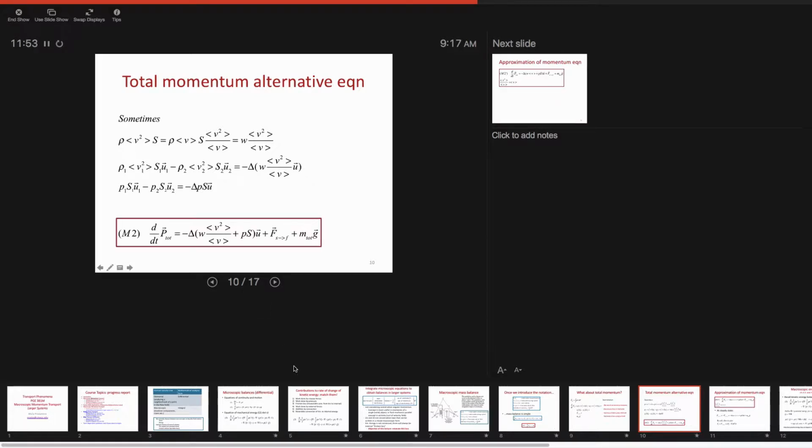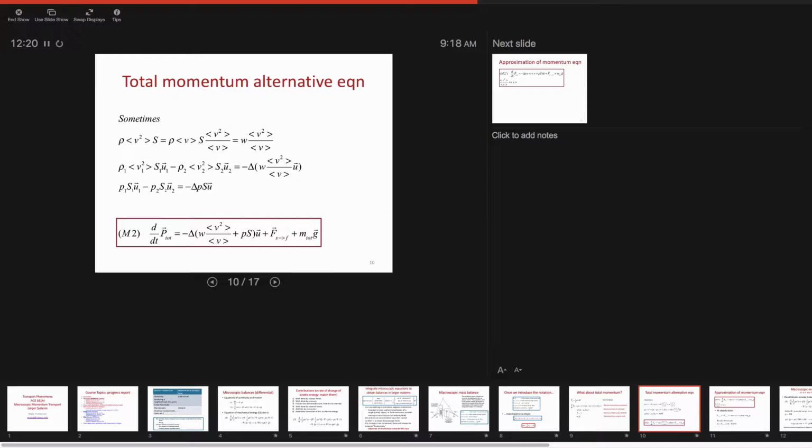But sometimes when I can't figure out what this is, I can approximate that this is equal to the average of V. Now, in reality, I know that I can't just interchange the two. So the average of V squared is not the square of the average, because there are integrals involved underneath. Okay? So this is my momentum balance, just an alternative way to write it down.